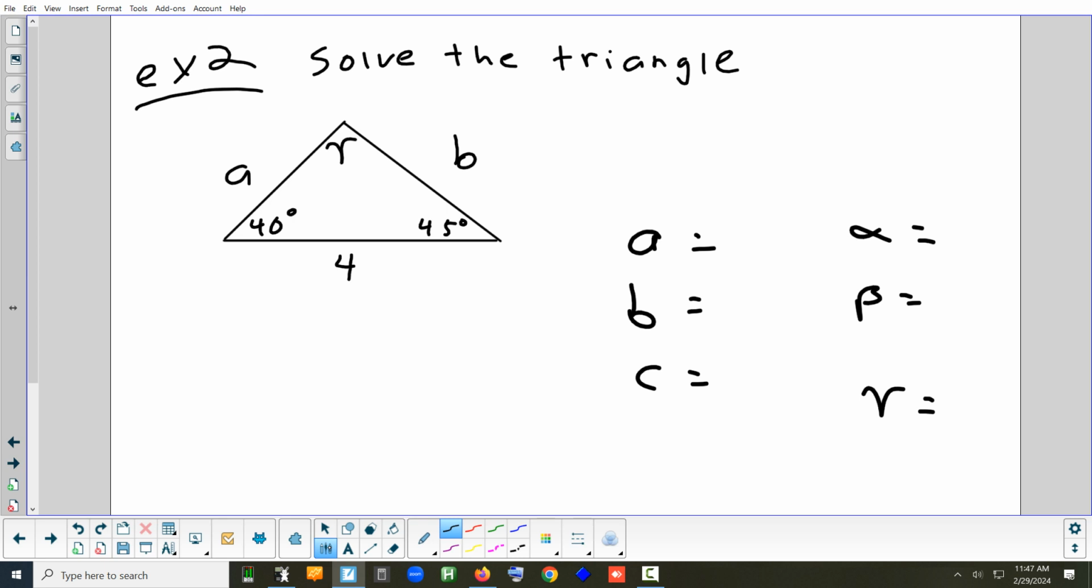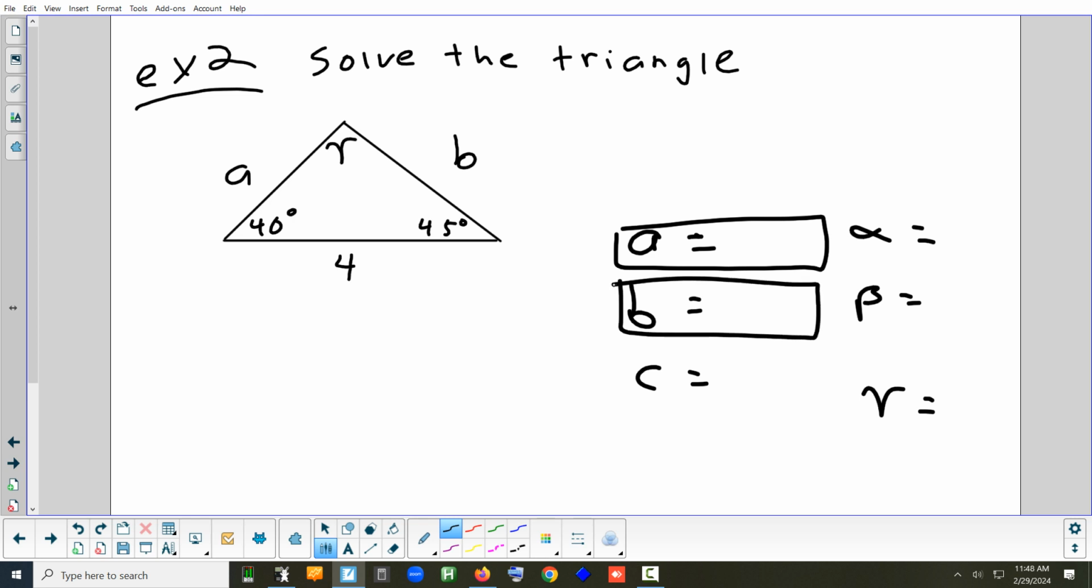Okay, do we know A? No. Do we know B? No. Okay. Do we know C? Yes, it's 4. Okay. Do we know alpha? Yeah, that's 45. Do we know beta? That's 40. And do we know gamma? No, but it's very simple to figure out.